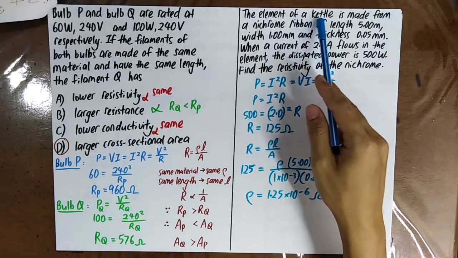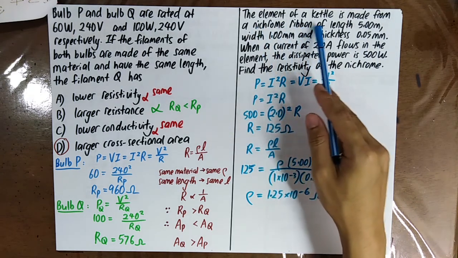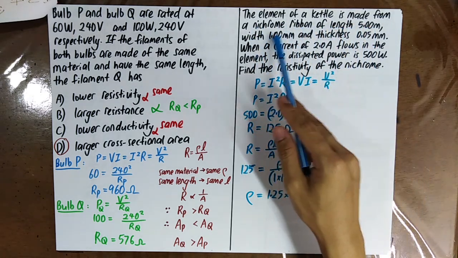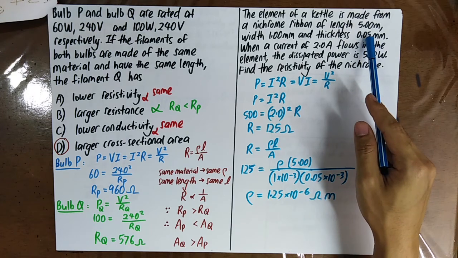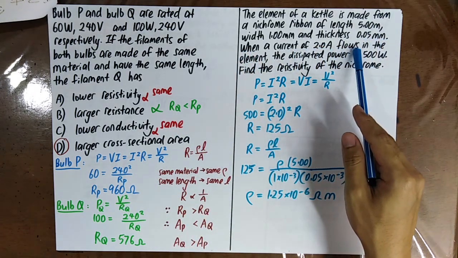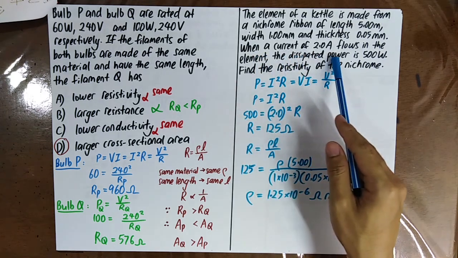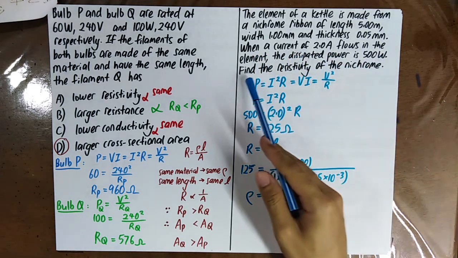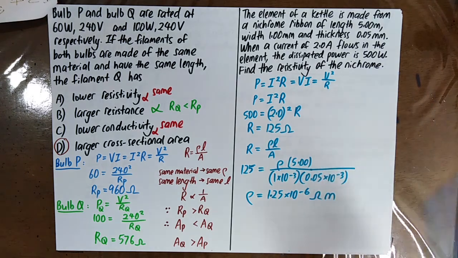The element of a cutter is made from a Necron ribbon of length 5 meter, width 1 mm and thickness 0.05 mm. When a current of 2 ampere flows in the element, the dissipated power is 500 watt. Find the resistivity of the Necron.